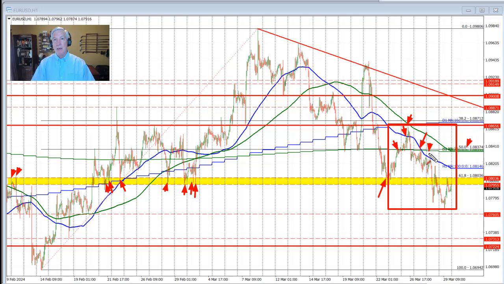And what did we do? We found willing sellers against the 100-hour moving average, not once, not twice, but three separate times. This time finally came up well short of that. We started to move lower, and we traded on Friday at the lowest level for the week before rebounding.